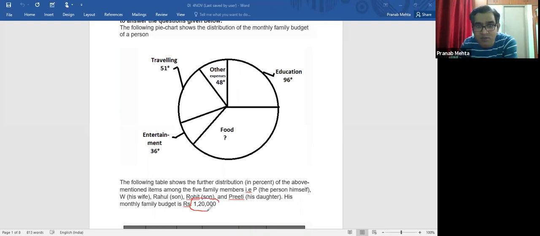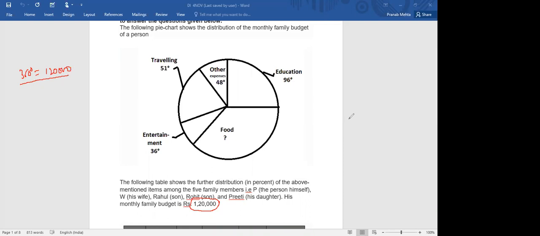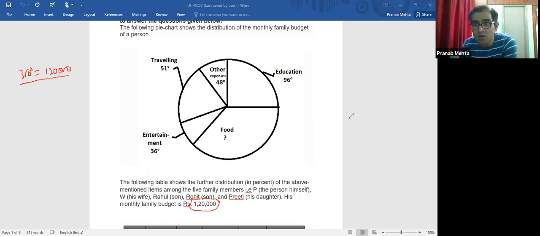Now listen carefully because this is very, very important. Monthly budget is 1,20,000 rupees. Now, can I say this complete 360 degree is equivalent to 1,20,000? If you don't understand, please ask me. Can I say this 360 degree is equivalent to 1,20,000 or not? Think and tell me. Yes, sir. First, check it out. If anyone is not understanding, please ask now itself. I'm giving you time to ask.